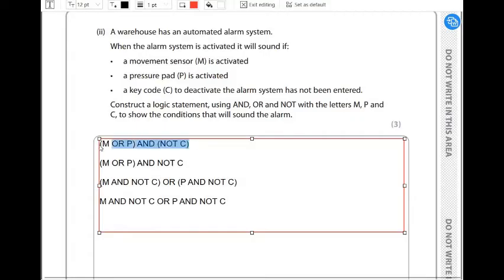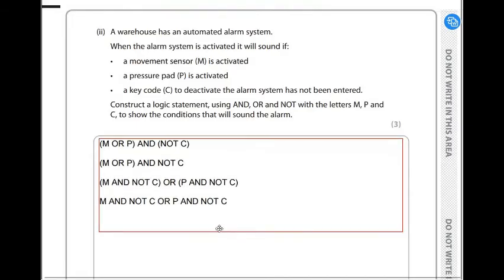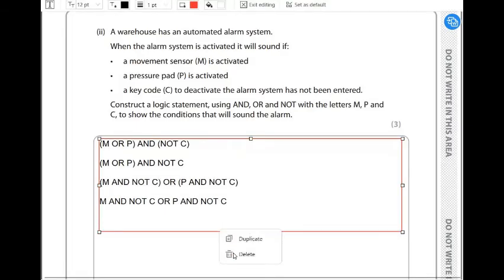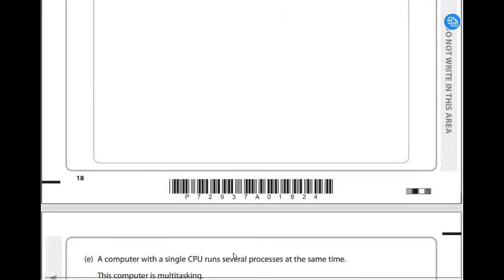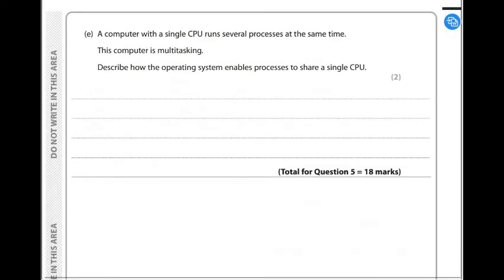So if you've got any of those, doesn't matter what order, you're still going to get the full 3 marks. So don't fret if you don't write it in exactly that order. Okay? So that is part 2. Right, E.